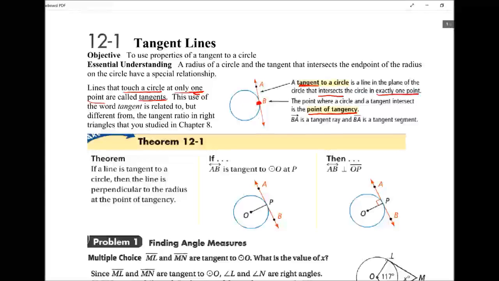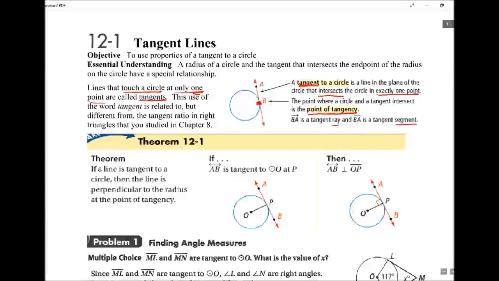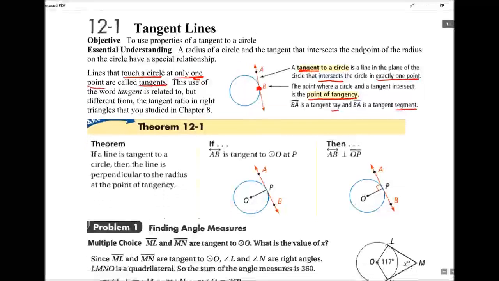And we can use previous terminology here, like ray BA is a tangent ray, and segment BA is a tangent segment. Okay, so a tangent is a line, but it intersects a circle at only one point, called the point of tangency. All right, let's look at our first theorem here and see what it is.